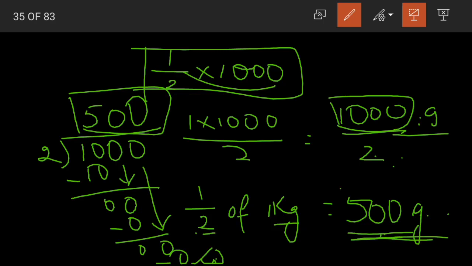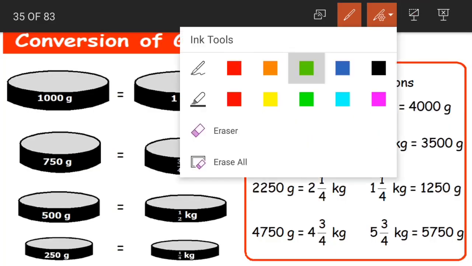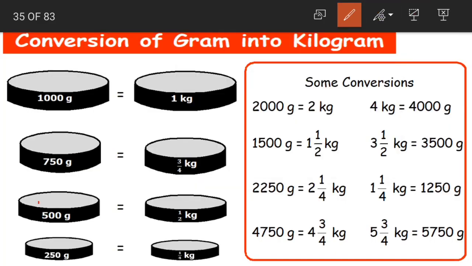So whenever your mother asks you to get half a kilo of sugar, it means that she is asking you to get how much, children? 500 grams of sugar. You have to remember this measurement. Whenever you have 500 grams, you have to write it as 1 by 2 kg. That is nothing but half kg. In the same way, 3 by 4.